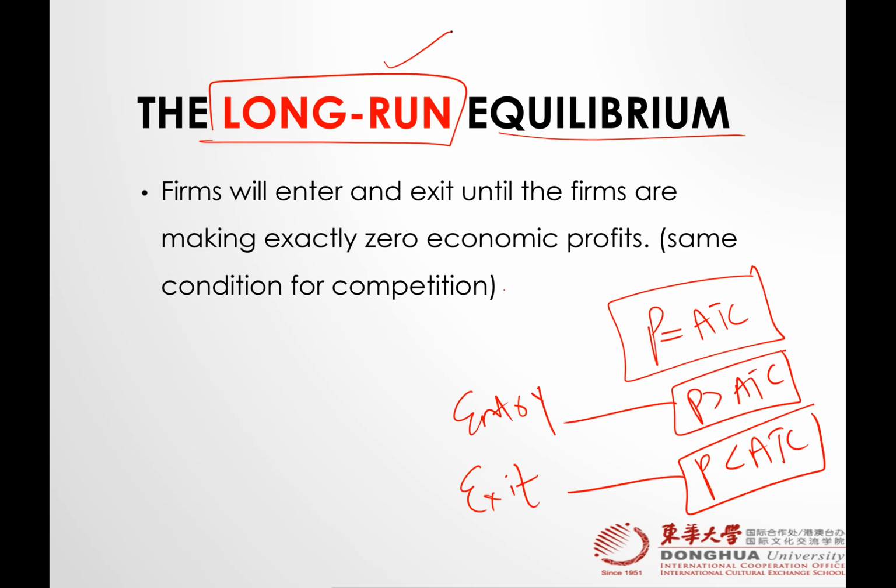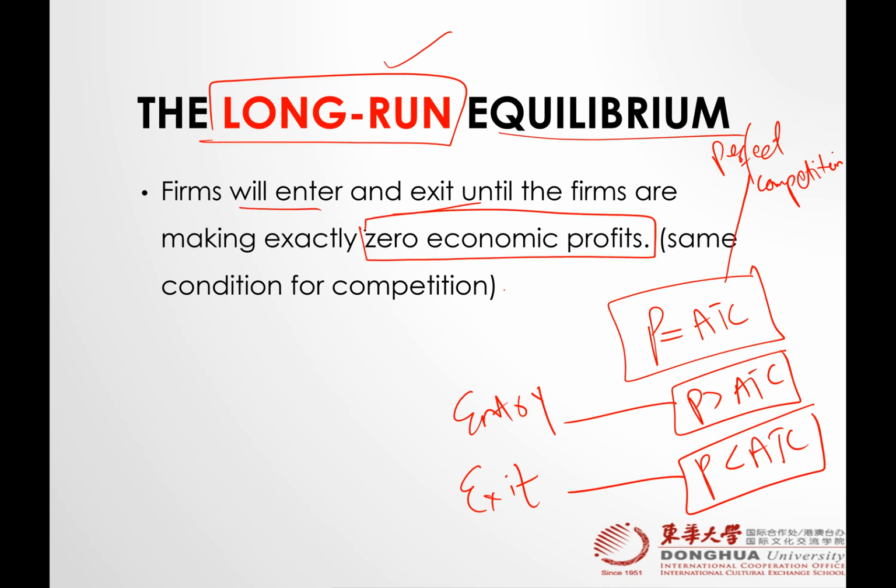If you pay close attention, this condition is the same as for the long run perfectly competitive firm analysis. In perfect competition, because there is free entry and exit, only those firms will survive that are earning zero economic profit. So it means the long run will behave like a perfectly competitive market, right?